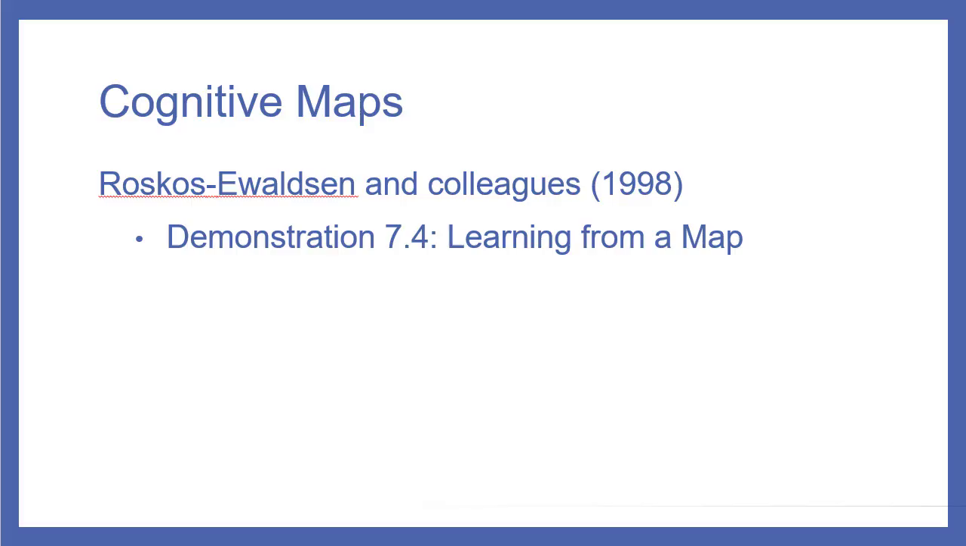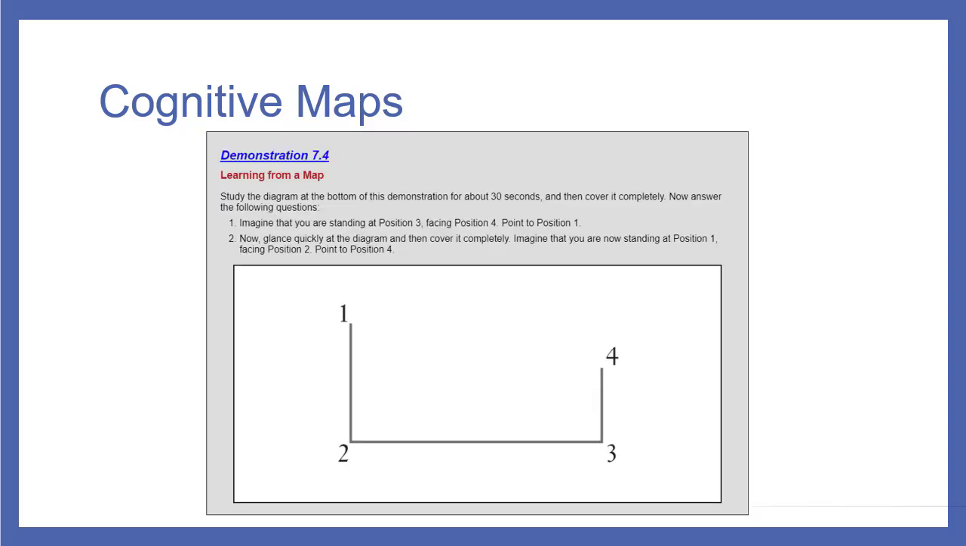One of the interesting demonstrations about cognitive maps is something that the book uses in demonstration 7.4, Roscoe's Edwardson demonstration, and it kind of looks like this. If you have this design and you try to remember the design and where the numbers go on it, you can close your eyes, or if I took that away, you could imagine that you're standing at position 3 facing position 4, and you point to position 1. Okay, now do the same thing standing at position 1 facing position 2 and pointing to position 4. All right, if you were to do that, you would see some interesting results.